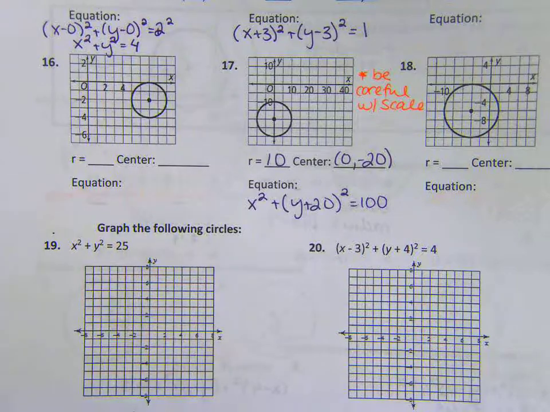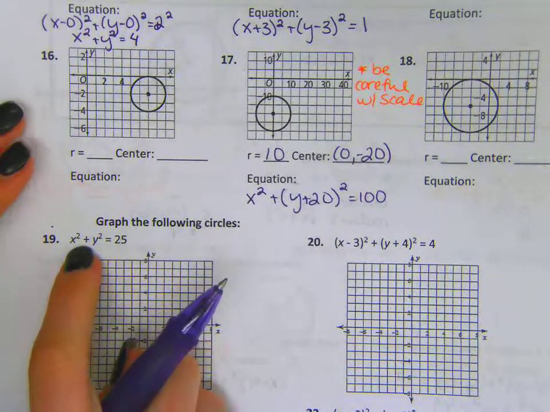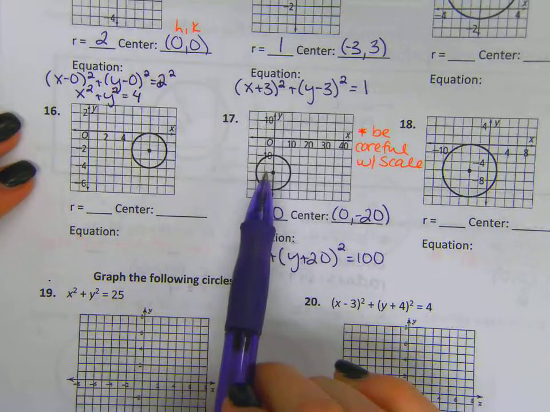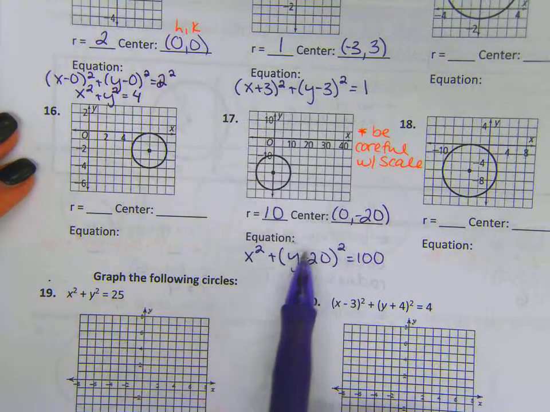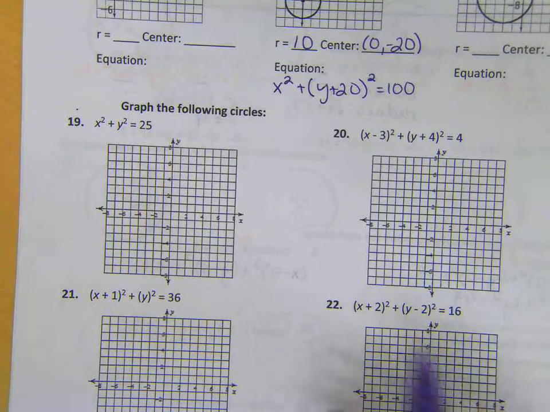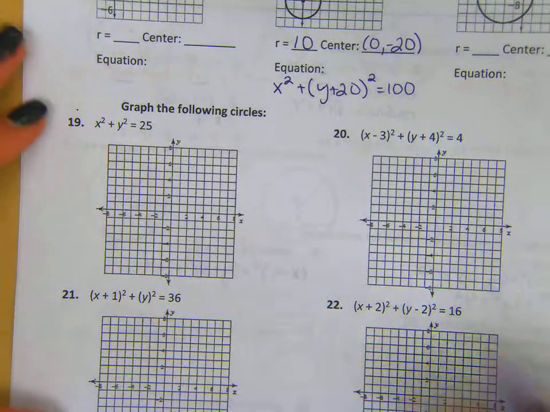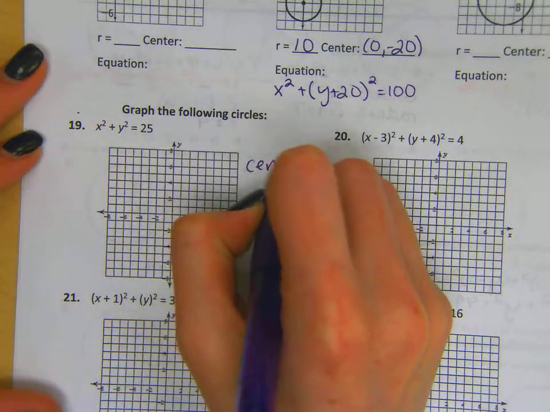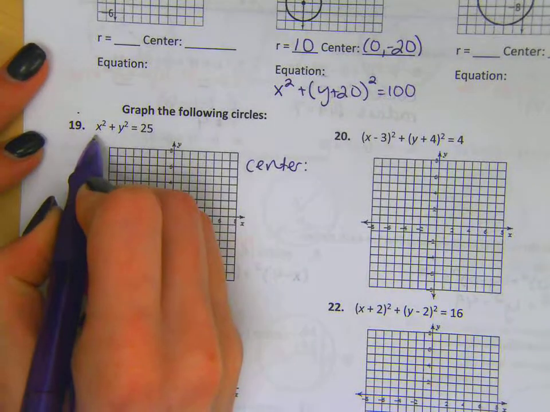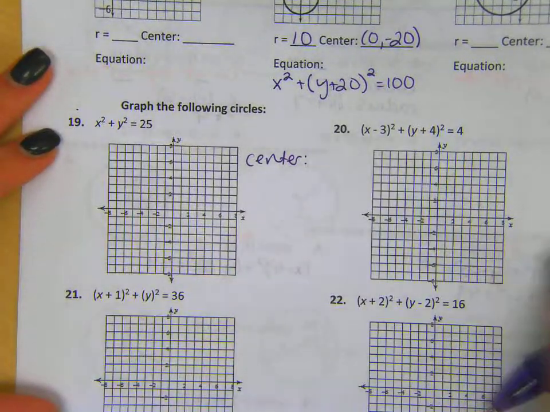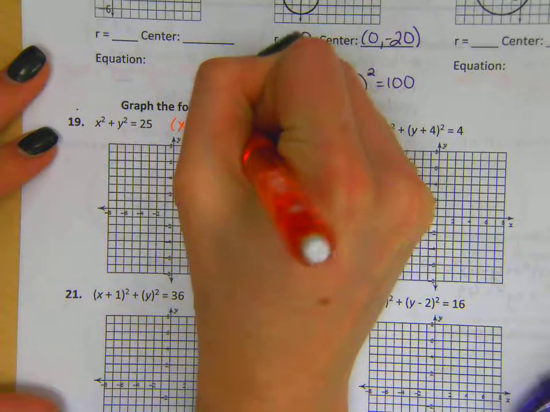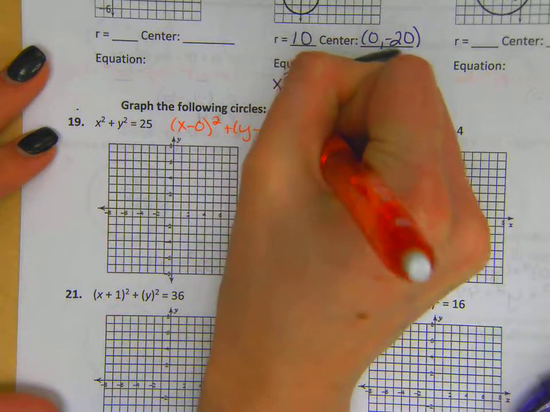Okay, next thing we're going to do is, given an equation, we're going to graph. So in these problems above, we were given a graph, we identified the radius and center, then we wrote the equation. Well, in these problems again, we're going to identify the radius and the center, and then we're going to graph. So looking at number 19, the center, h comma k. We have nothing in our parentheses. So again, I could rewrite this. This is the same thing as (x minus 0) squared plus (y minus 0) squared is 25.